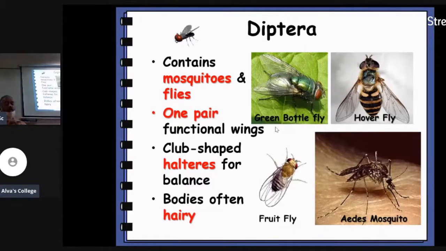Now, Diptera also includes another group, the fruit flies. Now, fruit flies are locally highly important because they damage the export of fruits.